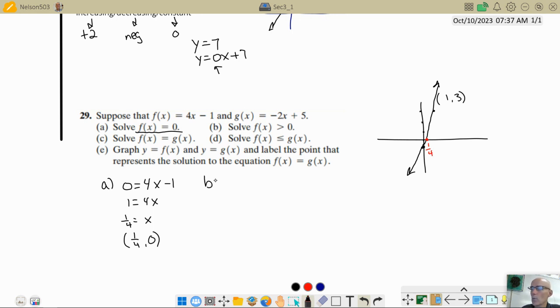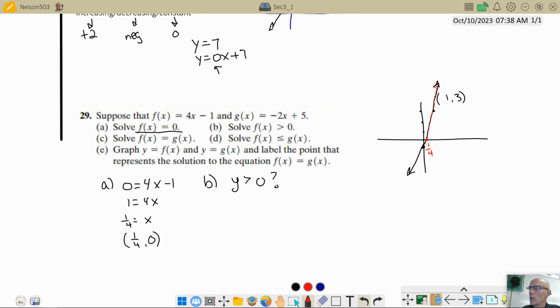Let's look at this next one. B says, when is the y value greater than 0? That's really the question. When is the y value greater than 0? Well, aren't these y values right here all greater than 0, right?